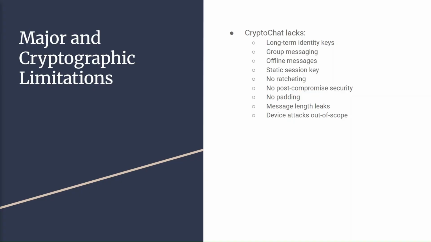CryptoChat also does not offer offline messaging, so both peers must be online simultaneously. Many real messaging apps provide server-side storage, message delivery receipts, and queuing, which we chose not to implement. Additionally, CryptoChat does not hide metadata. Message length and timing are visible to observers even though the content is encrypted.